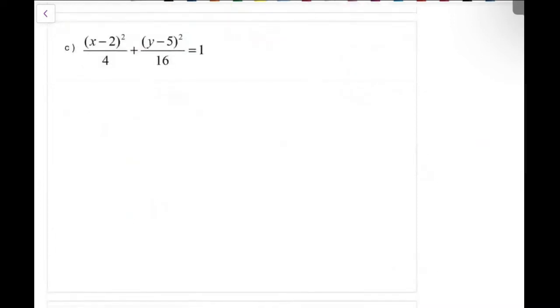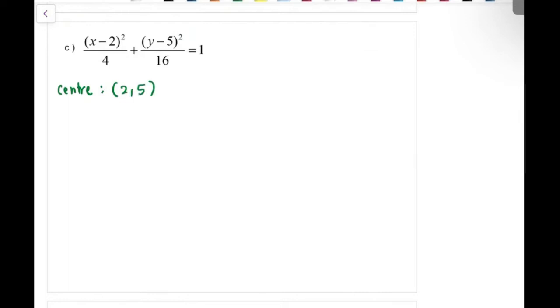So now we try to upgrade another level when our center is not at the origin. Konsep dia sama tapi kita try pula jawab kalau center kita bukan dekat origin. Susah tak nak adjust point tu sebenarnya. Okay, now kita try C. X minus 2 squared over 4 plus Y minus 5 squared over 16. Sama juga. First compare untuk dapat center. Ingat center is HK. So in this case our center will be 2, 5.